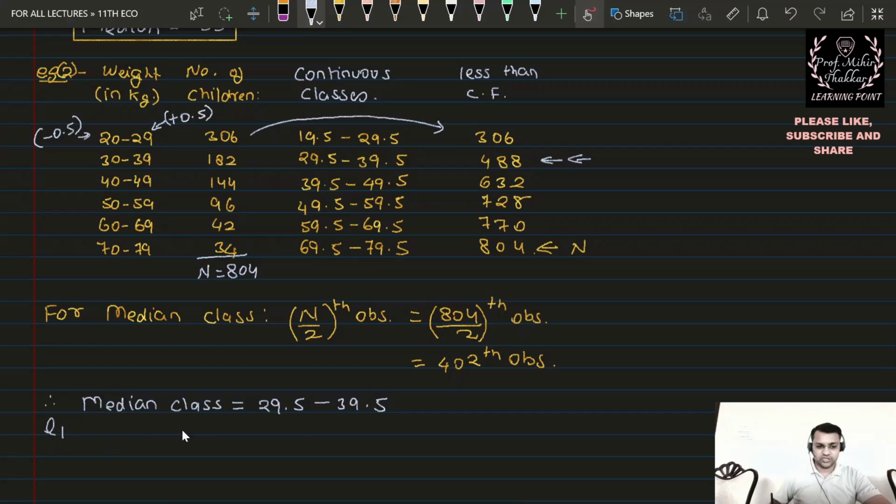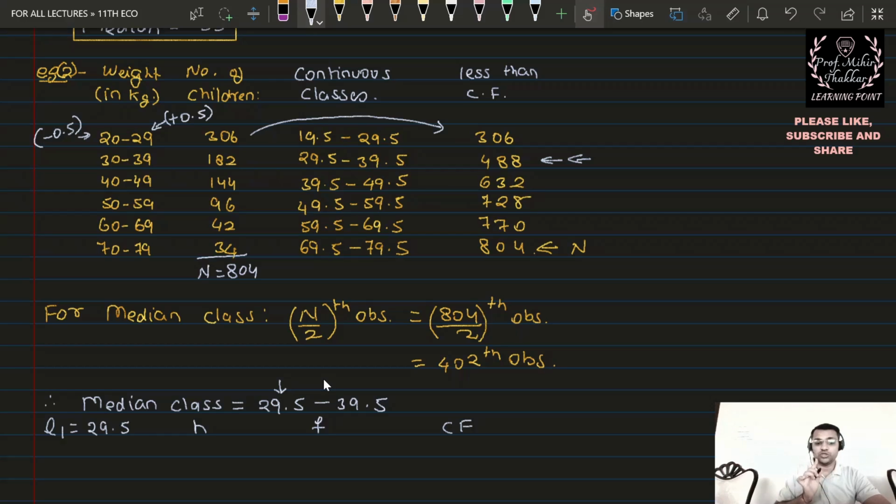After getting the median class, the next thing that we will do over here is to get all the information L1, H, F and CF properly. L1 is the lower limit of the continuous class that we are using, 29.5. H over here is the difference between the lower limit and the upper limit of the class which you are using as a continuous class.